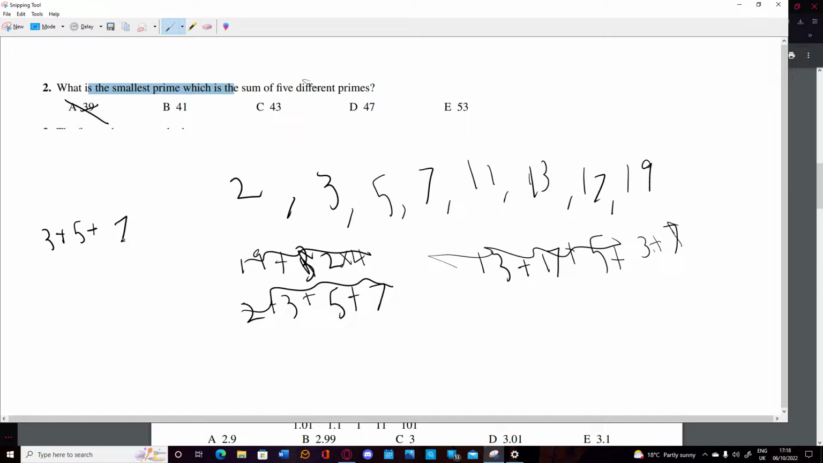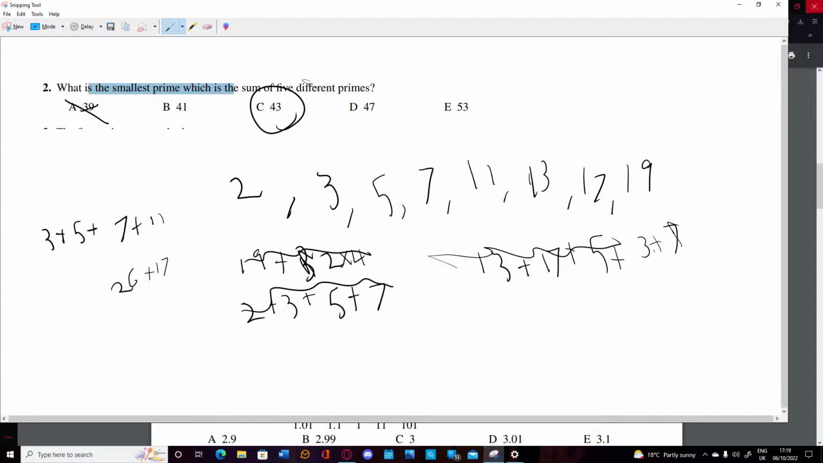5, 7, add 11. Okay, these two sum to 8, this sums to 15, this sums to 26. So we got 26. So what's 26 add 17? That is 33, 43. Is that 43? That's 43. There we go.